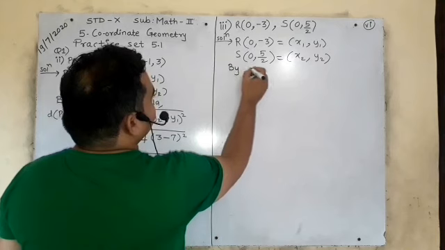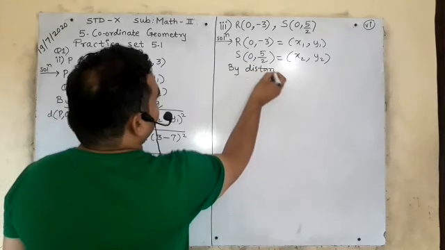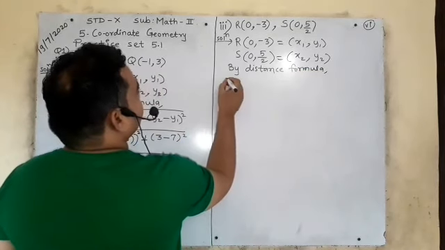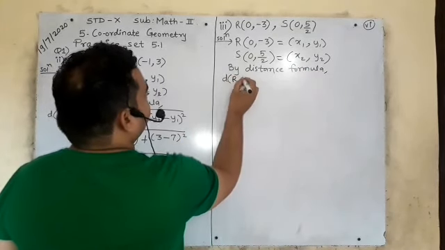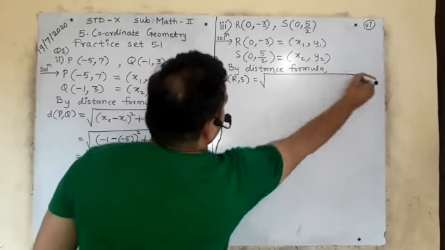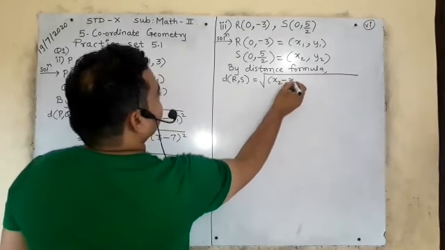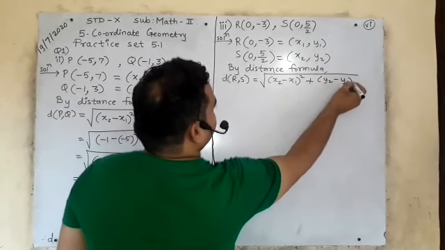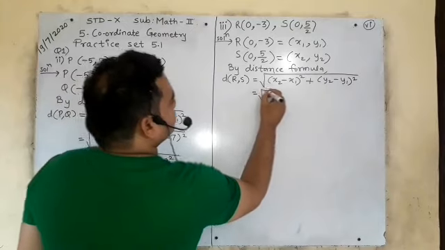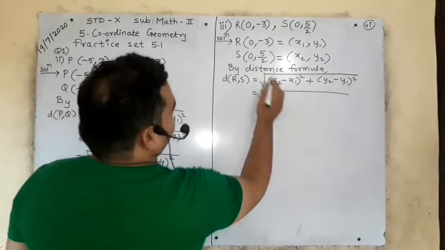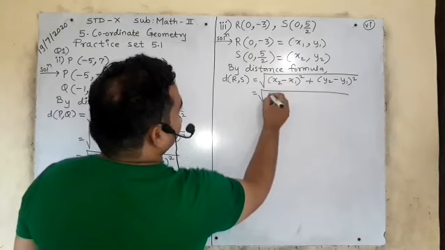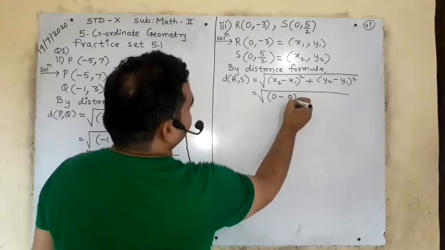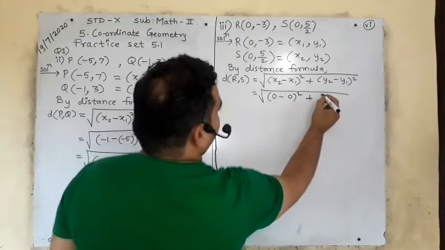So now write the formula. Which formula will you use here? By distance formula. What is the distance formula, dear? Distance between point R and S is equal to square root of x2 minus x1 bracket square plus y2 minus y1 bracket square. Now put the values. x1, y1, x2, y2. x2 is how much? 0. Minus x1 is how much? It is also 0.